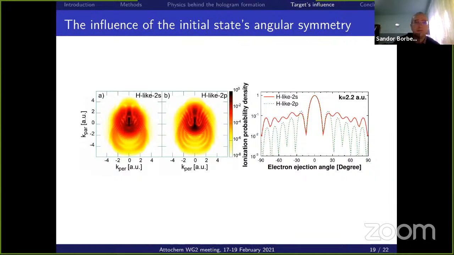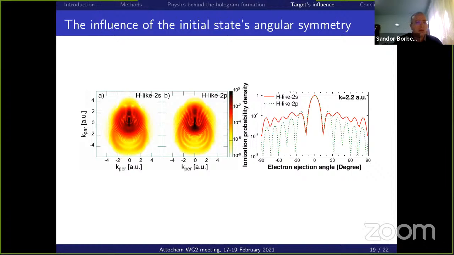And another question related to this photoelectron holography we wanted to ask is to see how the angular symmetry of the initial state is influencing the interference pattern. And in order to investigate this, we have performed calculations for a hydrogen-like target, where as initial states, we have used the 2s and the 2p initial states. And we've performed the TDSE calculations, and you see here the final result of these calculations.